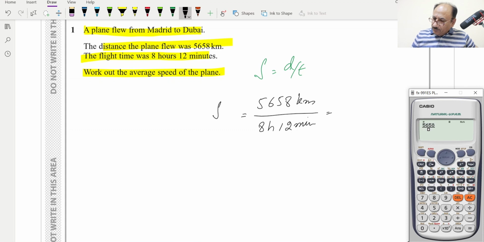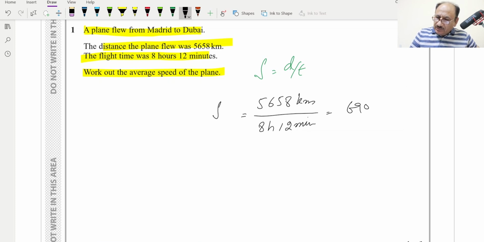5658 over 8 hours. This is the R button which I'm going to press, 8 hours, and 12 again the time button, so this minutes, is equal to 690. This will be 690 kilometers per hour.